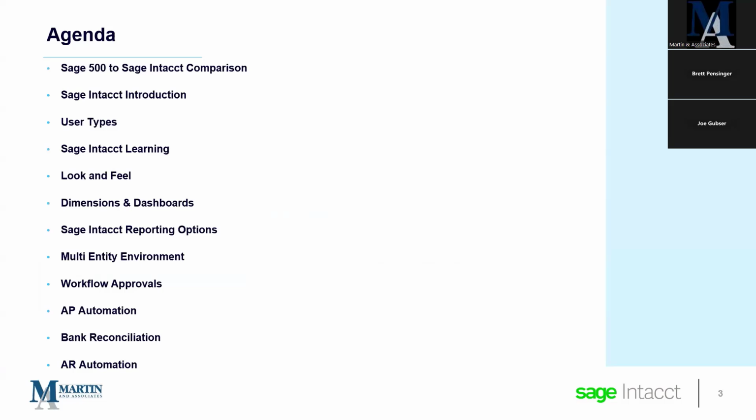So here's a quick agenda of what we are going to cover today. The first thing we're going to do is a Sage 500 to Sage Intacct comparison. We're going to then do an introduction to the Sage Intacct product and talk about that in a little more detail. We'll talk about the user types available in Sage Intacct, talk a little bit about what's called the Sage Intacct Learning. We'll talk about the dimensions and dashboards, some of the reporting options, the multi-entity environment. We'll discuss a thing called workflow approvals. We'll get into some AP and AR automation, and then we will also talk about some banking things as well.